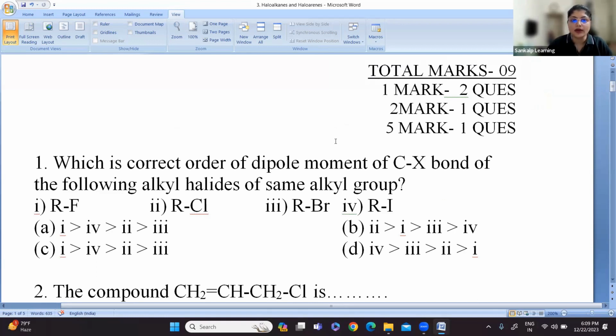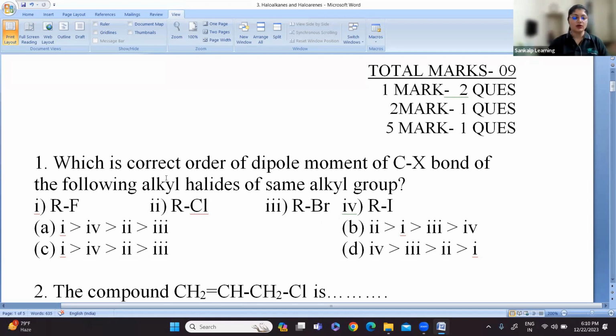Which is the correct order of dipole moment of the CX bond of the following alkyl halides of the same alkyl group? They have asked which is the correct order of the dipole moment of the CX bond of the following alkyl halides, which are of the same group. So they are RF, RCl, RBr, and RI. There are 4 options given, A, B, C, and D. You have to arrange this particular group of alkyl halides in their correct order of dipole moment.